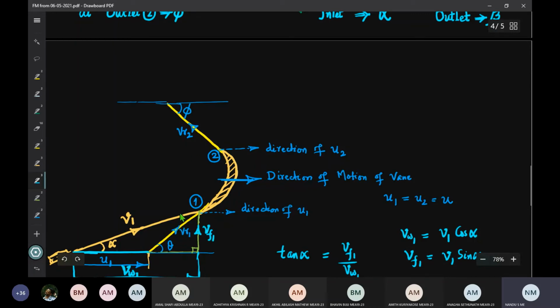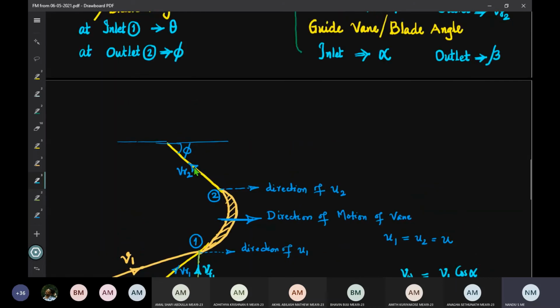And if VR2 is less than VR1, what is the basic difference? VR2 will be some factor K multiplied by VR1. That is the usual story. That K is called the blade surface friction coefficient, and it is in the range of 0.8 to 0.9. Otherwise, ideally, VR2 will be equal to VR1.